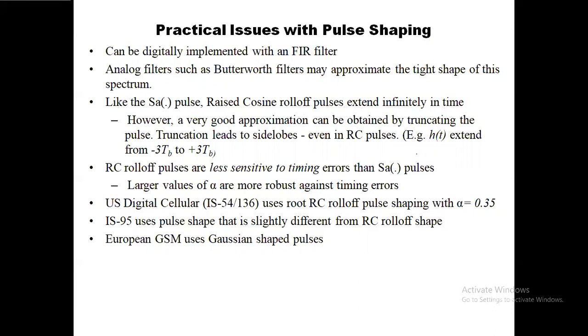So the first null is at T, the second null is at 2T, and the third null is at 3T. There is no need to go further beyond 3T because there is very little energy outside the third lobe. The value of alpha is 0.35 in the USDC standards, and IS-95 uses a pulse shape slightly different from RC shapes, and European GSM uses Gaussian shape pulses. So these are some practical aspects of pulse shaping.